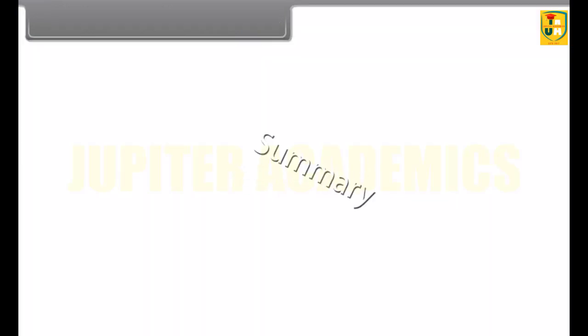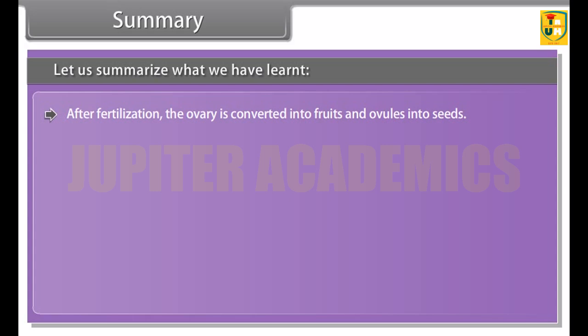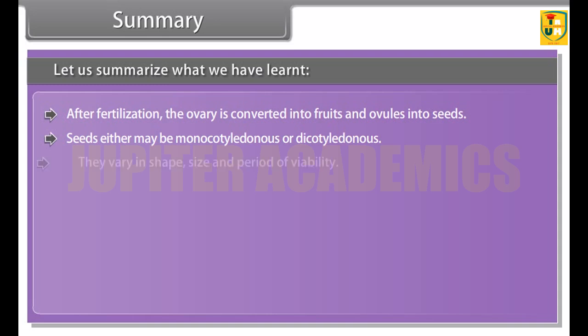Summary. Let us summarize what we have learned. After fertilization, the ovary is converted into fruits and ovules into seeds. Seeds either may be monocotyledonous or dicotyledonous. They vary in shape, size, and period of viability.